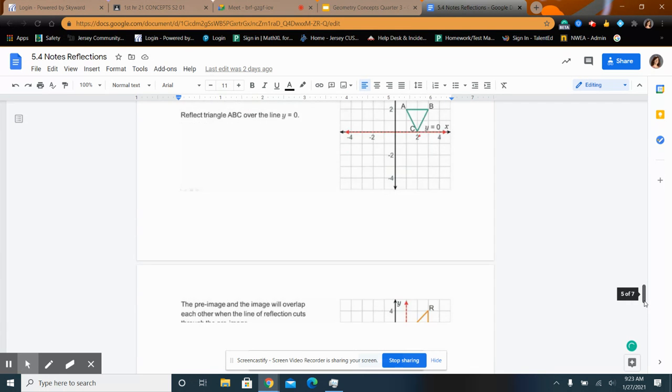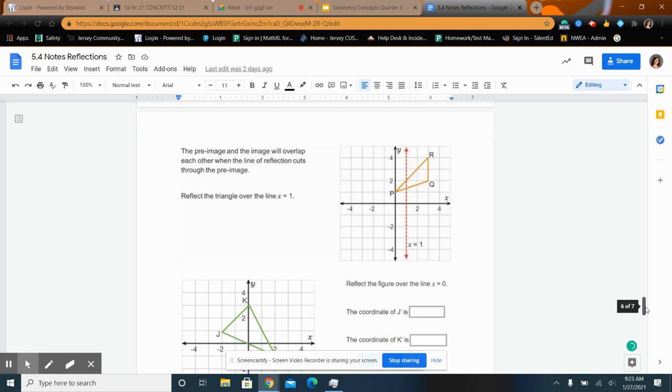Okay, let's look at this, because this is it right here. This is the one thing I'm worried about. This is the hardest. If you're sleeping, wake up. Okay, what happens if the reflection line goes through the shape?